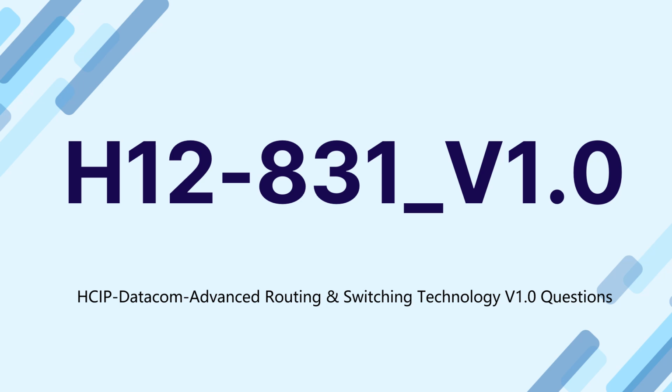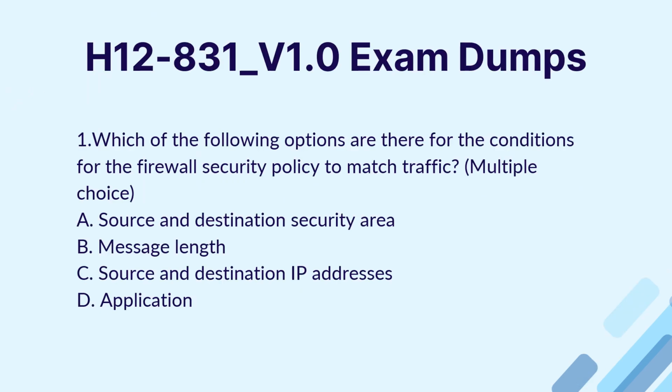Share some Huawei H12-831_V1.0 exam questions here. 1. Which of the following options are there for the conditions for the firewall security policy to match traffic? Multiple choice. A. Source and destination security area. B. Message length. C. Source and destination IP addresses.